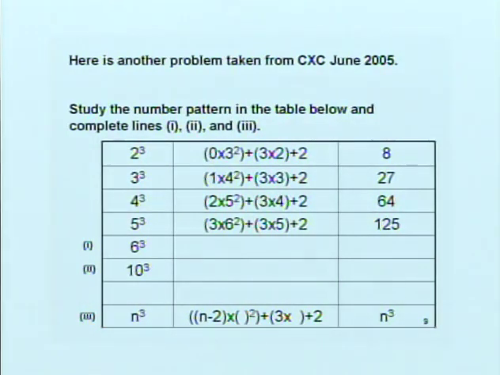3 cubed is expressed as 1 times 4 square plus 3 times 3 plus 2. And that is worked out, it is 27. 4 cubed is expressed as 2 times 5 square plus 3 times 4 plus 2, which is 64. And so for 5 cubed, we are asked to find what 6 cubed would be, what 10 cubed would be, what n cubed would be, with n missing in the second row, the second column.